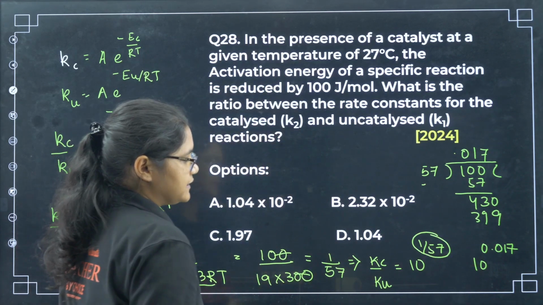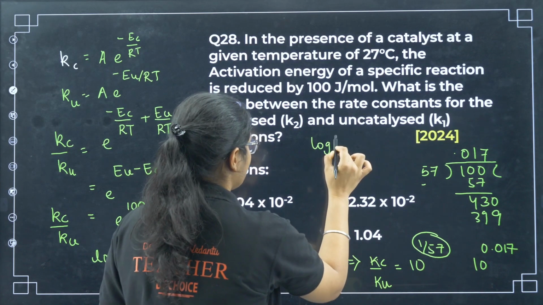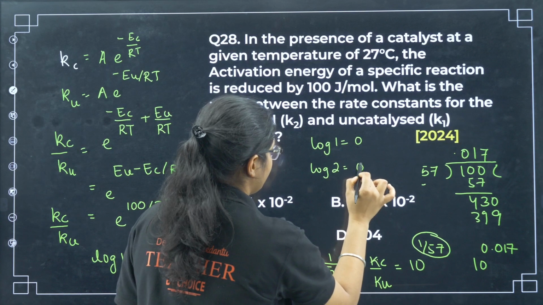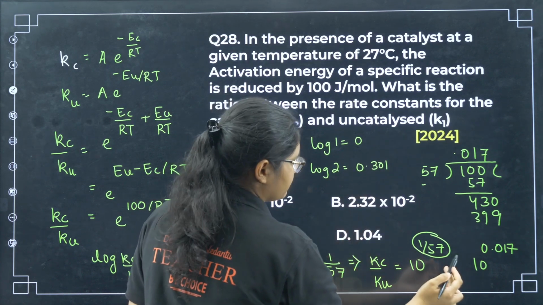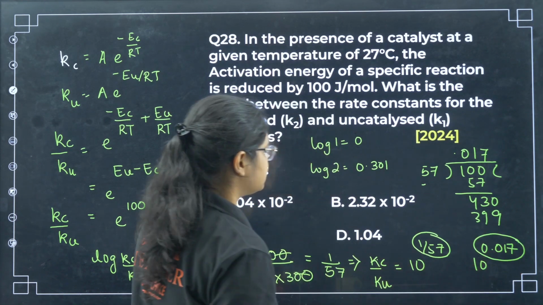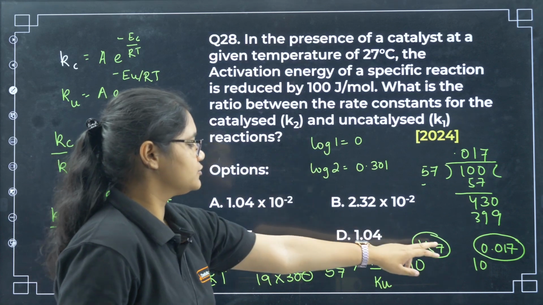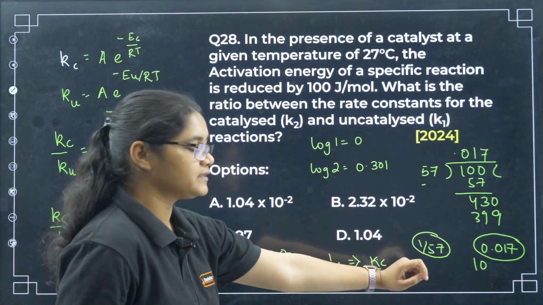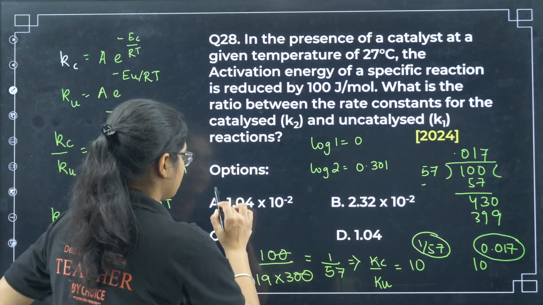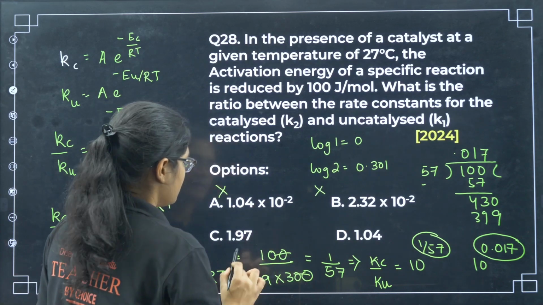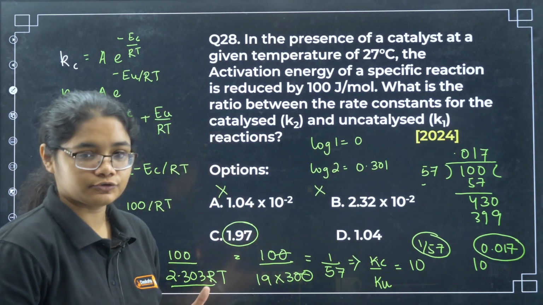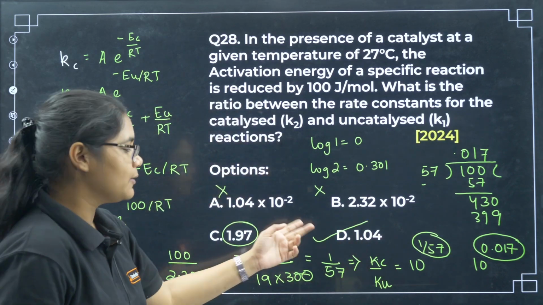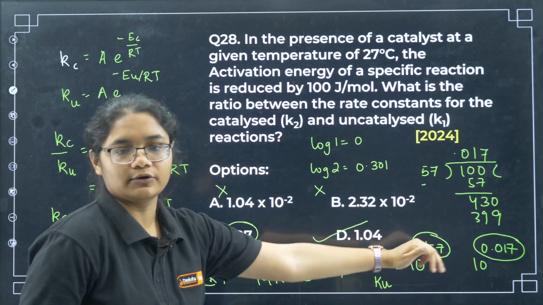And 0.017, how can I represent it? So now again you see here, log 1 is equal to 0 and log 2 is equal to 0.3, and I need something which is very close to 1 so that I get 0.017, right? But it should be greater than 1 because it is a positive number, right? So it should be greater than 1, so definitely these numbers will not come, and 1.97 means almost close to 2. So the correct answer here again will be option number D. Okay, 1.04 will give me a value near to that.